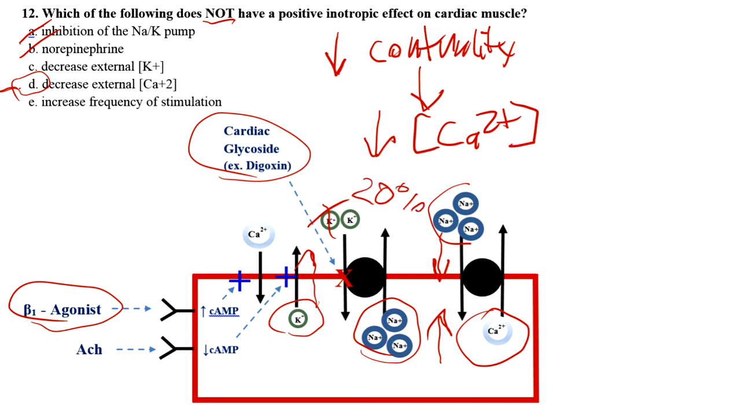20% of the calcium used in each contraction comes from external calcium. And then E, increased frequency of stimulation, that will build up calcium inside the cell also. I hope that makes sense.